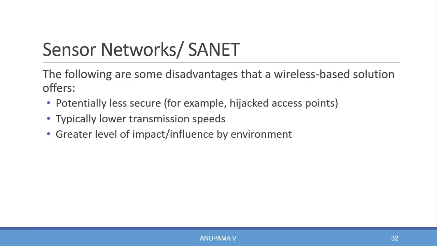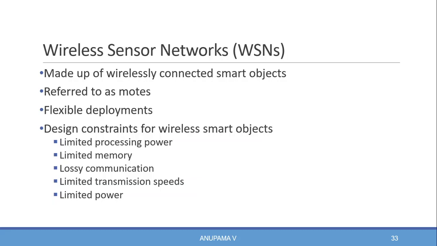The disadvantages of using wireless based solutions for SANET are potentially less secure, that is it is easily hijacked by access point, typically lower transmission speed in this type of solution, greater level of impact and influence by the environment in the wireless based solution. Now let us see what is wireless sensor network.